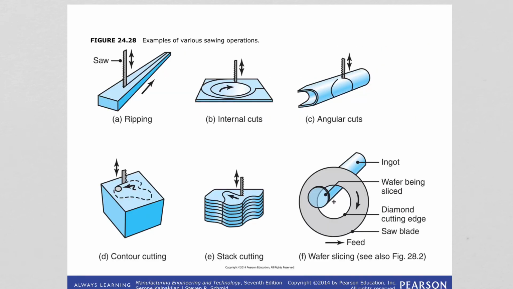Here we see various sawing operations, and you see the saw is moving up and down, and we see ripping, we see it can form internal cuts, angular cuts, contour cutting, stack cutting, and wafer slicing. Here is your saw blade, slicing the ingot.